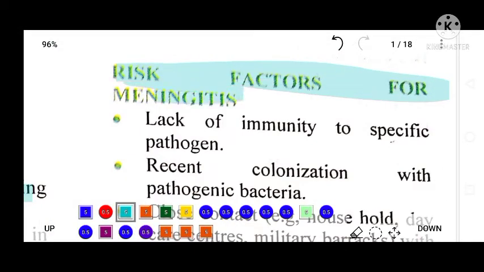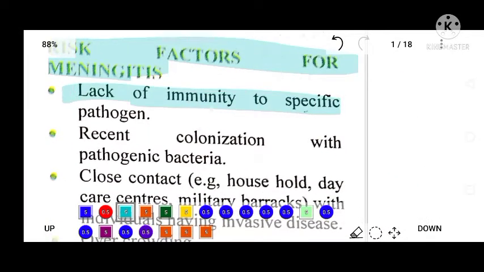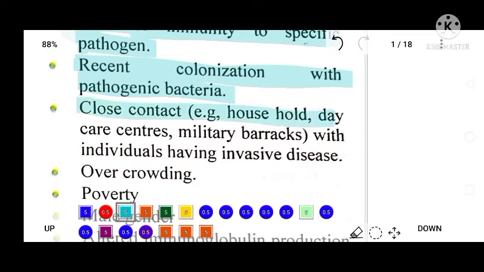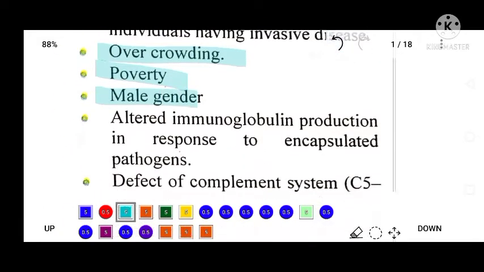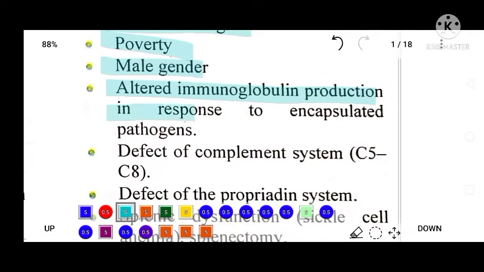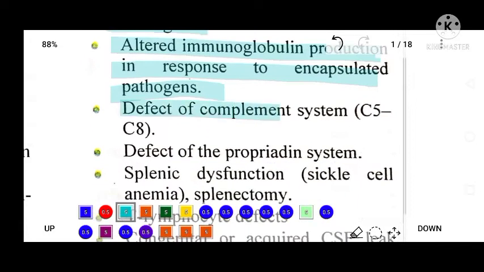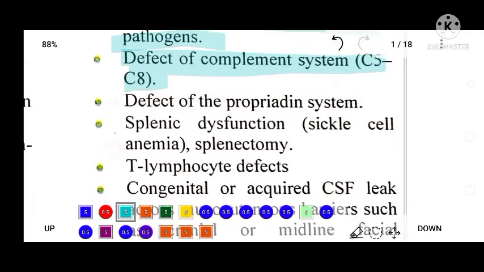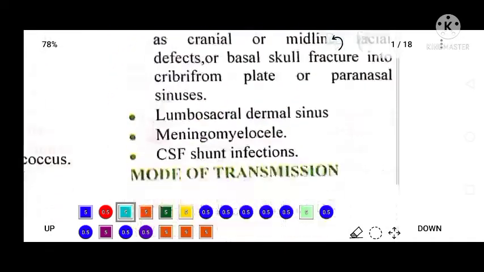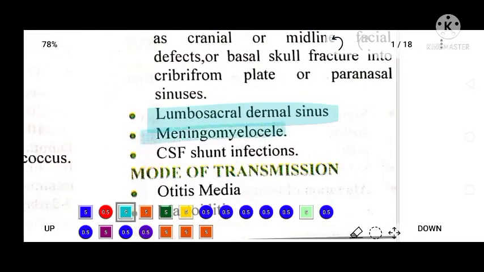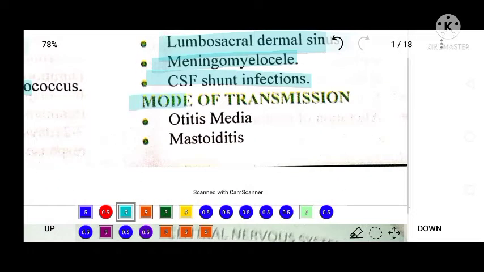So risk factors for meningitis are lack of immunity for a specific pathogen, a recent colonization with pathogenic bacteria, close contact with households, overcrowding, poverty, male gender, altered immunoglobulin production, encapsulated pathogens, a defect in the complement system, a defect in the properdin system, splenic dysfunction, T lymphocytic defect, congenital or acquired CSF leak, lumbosacral dermal sinus, meningocele, and CSF shunt infections. So these are all the types.